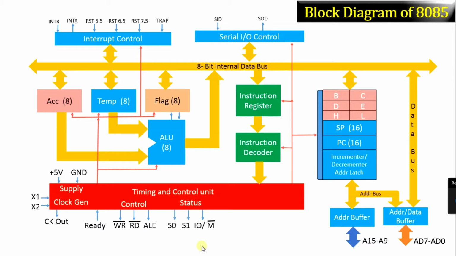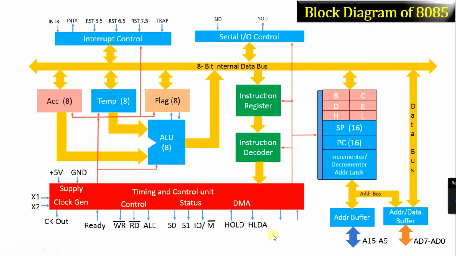S0, S1 will show the status of which type of operation is being performed, whether opcode fetch, memory read, memory write, or tri-state buffer of the data bus. And the IO / M bar signal is for selecting the input output device or memory. For selecting an input output device this pin should be high, and for selecting memory for communication this pin should be low.